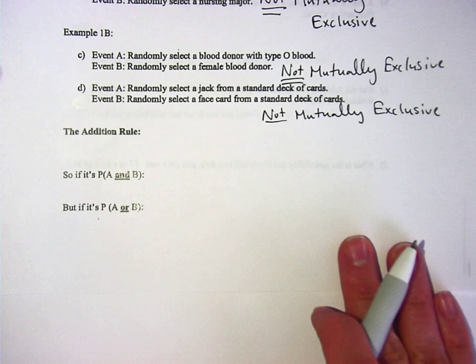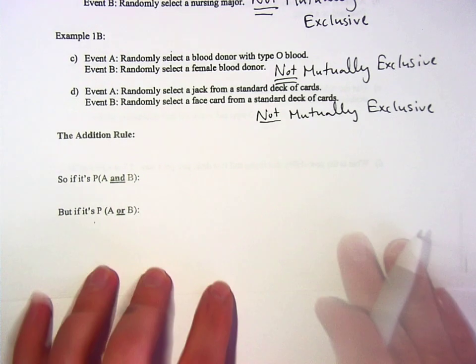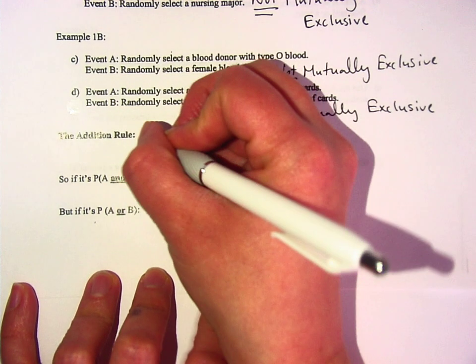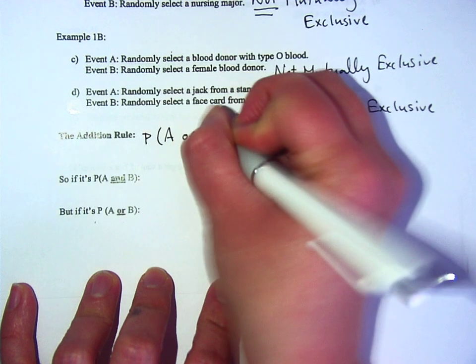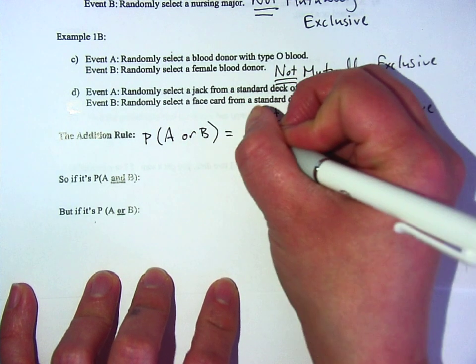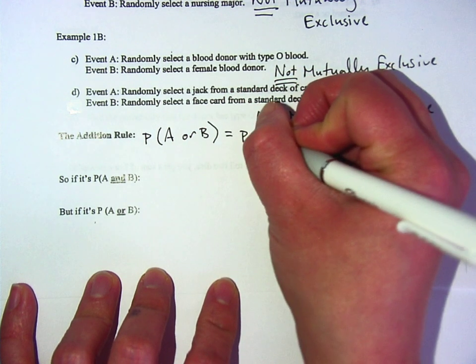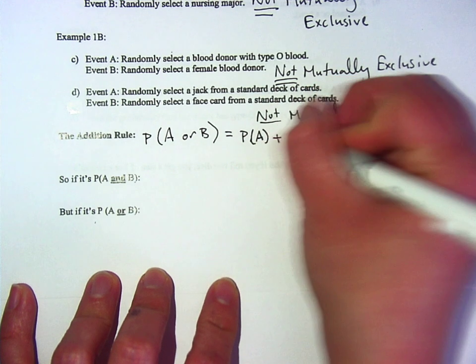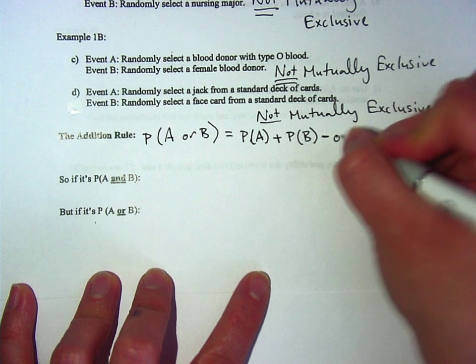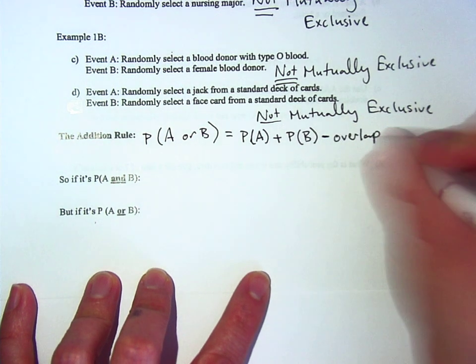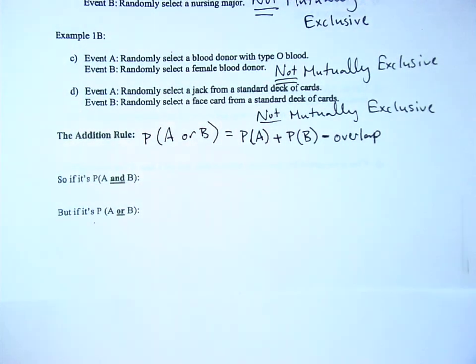Ooh, what a nerdy statement. All right, the addition rule. Go get prizes, guys. The addition rule. If you have the probability of A or B, that is the probability of A plus the probability of B minus the overlap. And I'll explain that in a minute.